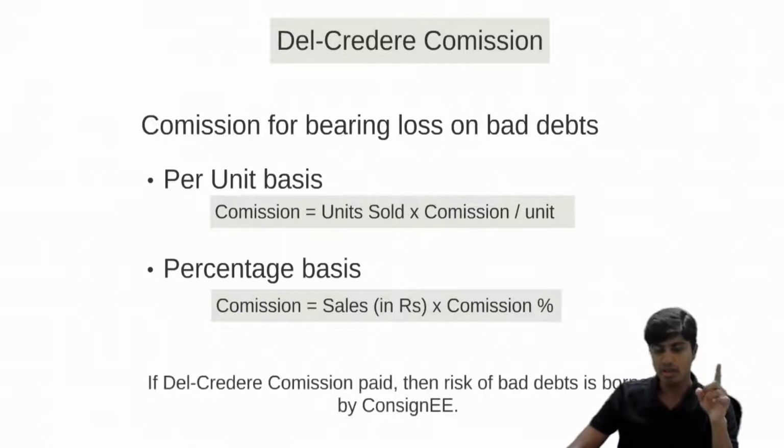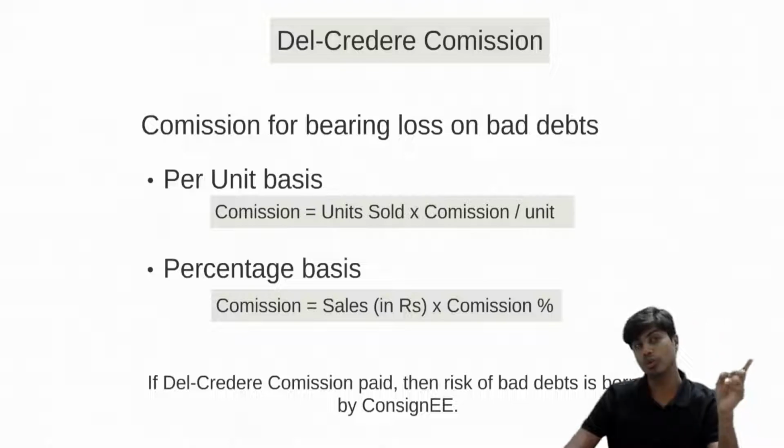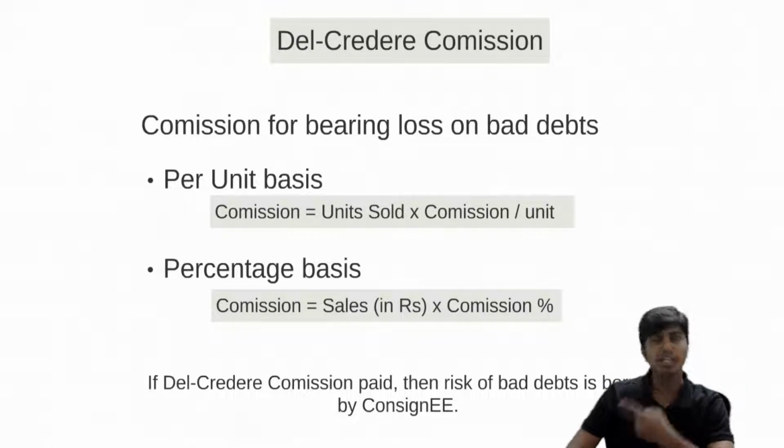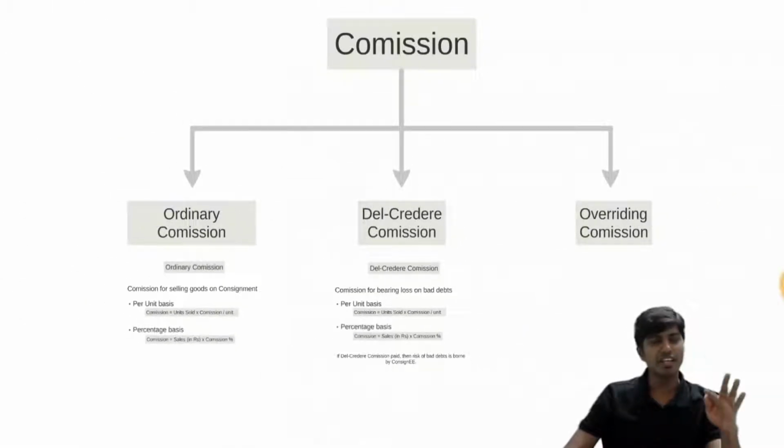So always remember, whenever we compute del credere commission, we compute it on total sales and not exclusively credit sales, unless specifically mentioned. And the last point is, if del credere commission is paid, the risk of bad debts is borne by the consignee, not the consignor. Great. So we're done with del credere commission.